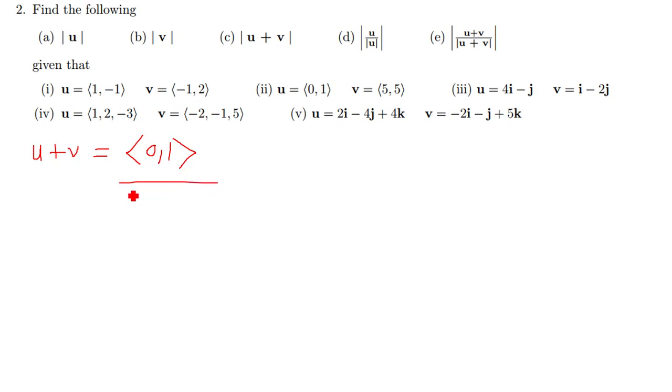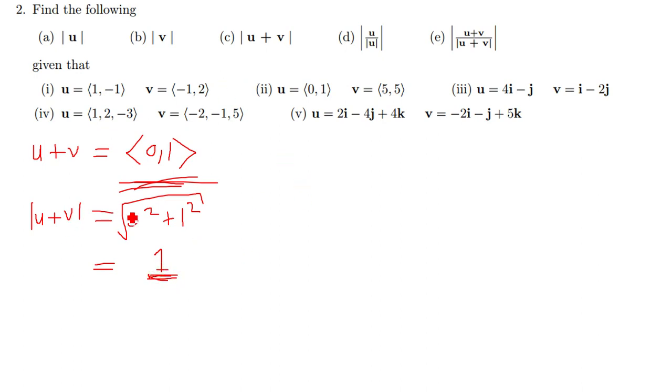So this is the solution. After adding them, we've been told to find its magnitude. The magnitude of u plus v is simply the magnitude of this part, which is 0 squared plus 1 squared, and then the square root of that. This will simply give you 1. So in other words, that's a unit vector. Remember what I said, a unit vector has a magnitude of 1.